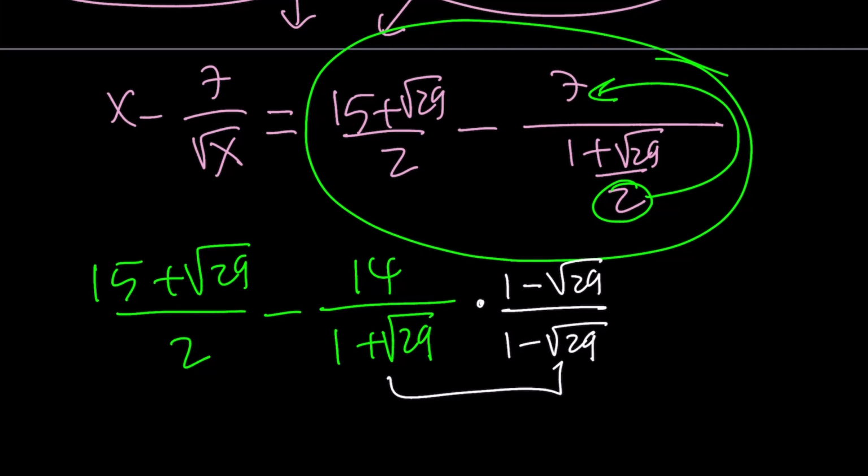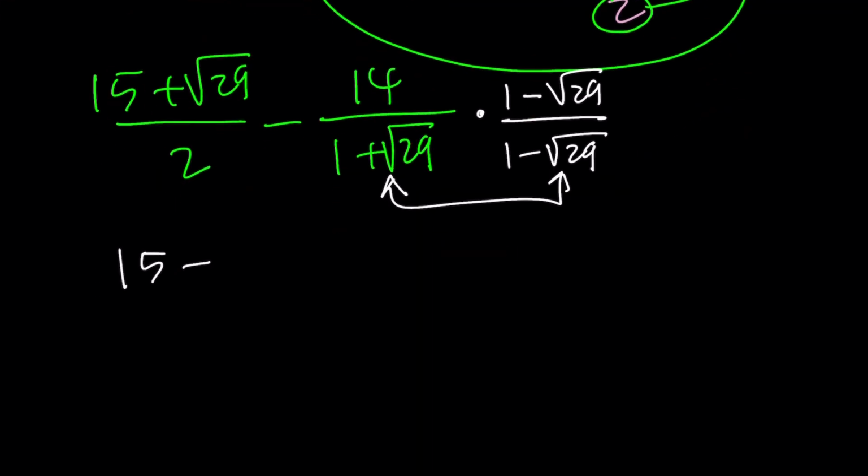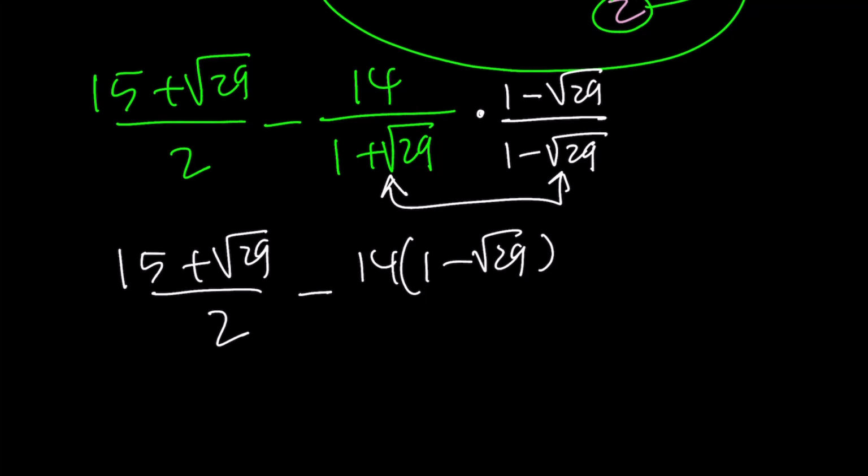Because these two are conjugates, their product can be found by using the difference of two squares. Make sense? Hopefully. (15 plus root 29)/2 minus 14 times (1 minus root 29), divided by... okay, what is the product of these two things? (a plus b) times (a minus b) is equal to a squared minus b squared.